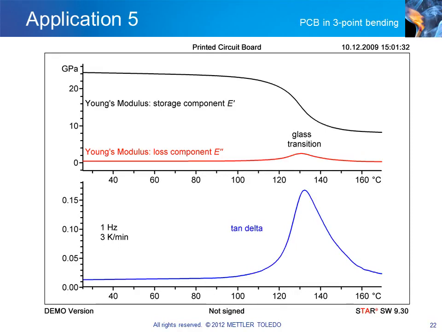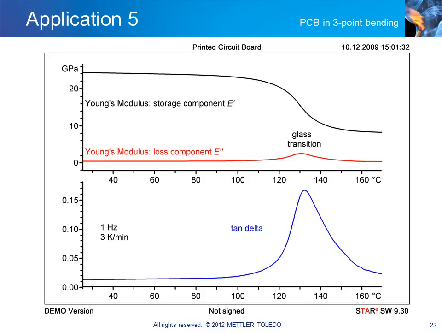This application shows the measurement of a printed circuit board in the 3-point bending mode. The matrix materials used for such composites consist of filled cross-linked polymers. The storage modulus of such materials must be sufficiently high at the application temperature. The determination is best performed using 3-point bending.